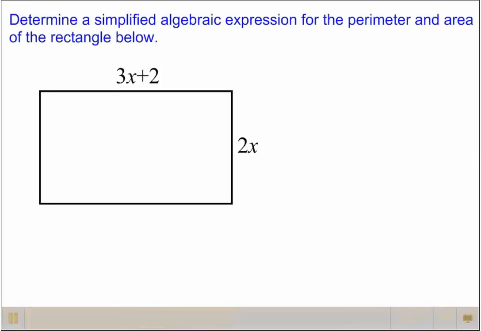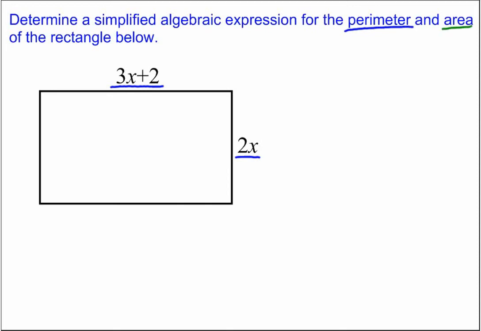Here's the problem today. Determine a simplified algebraic expression for the perimeter and area of the rectangle below. So as you can see, we have a rectangle and there are algebraic expressions listed as the dimensions. Some things to consider here is that we're going to need to use some of our algebra skills to make this question work. So again, we're trying to determine a simplified algebraic expression for the perimeter and the area.